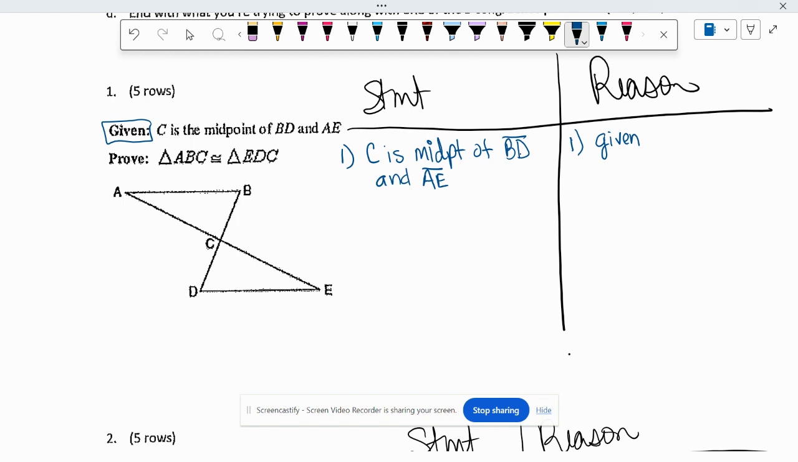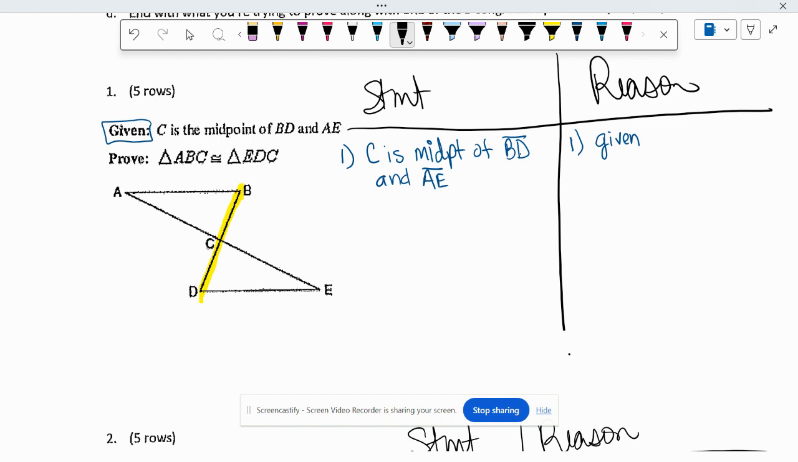Well, what does it mean if C is the midpoint? We just talked about that. What does the midpoint do? If C is the midpoint of this whole segment, what does it do? It was the last statement that we had in the proof right before it. So look at example number 4. What did we use that for? What does the midpoint do? It makes what?